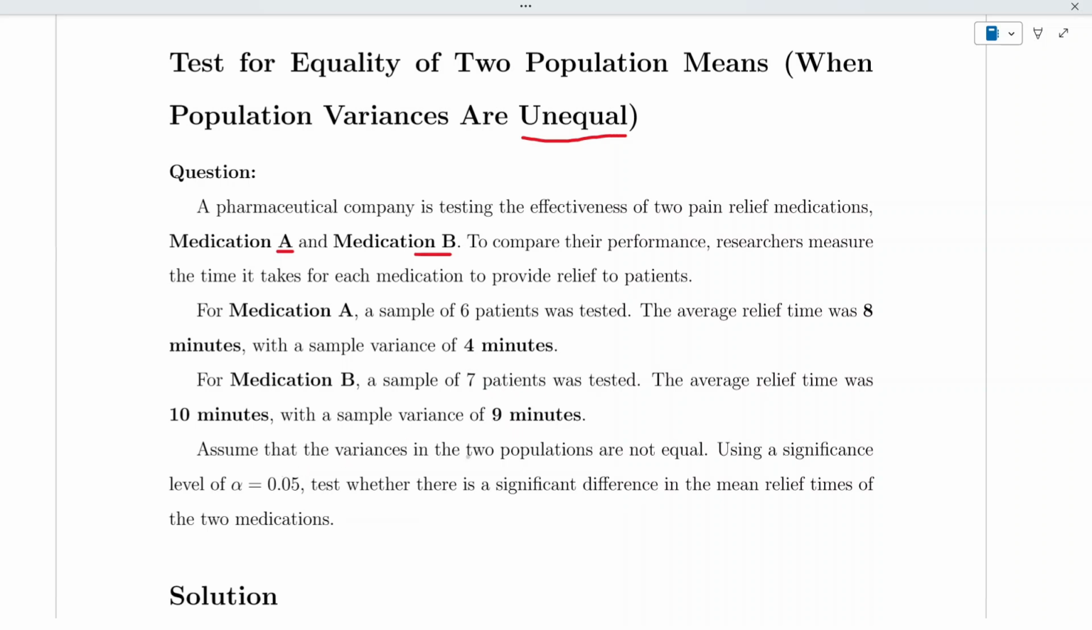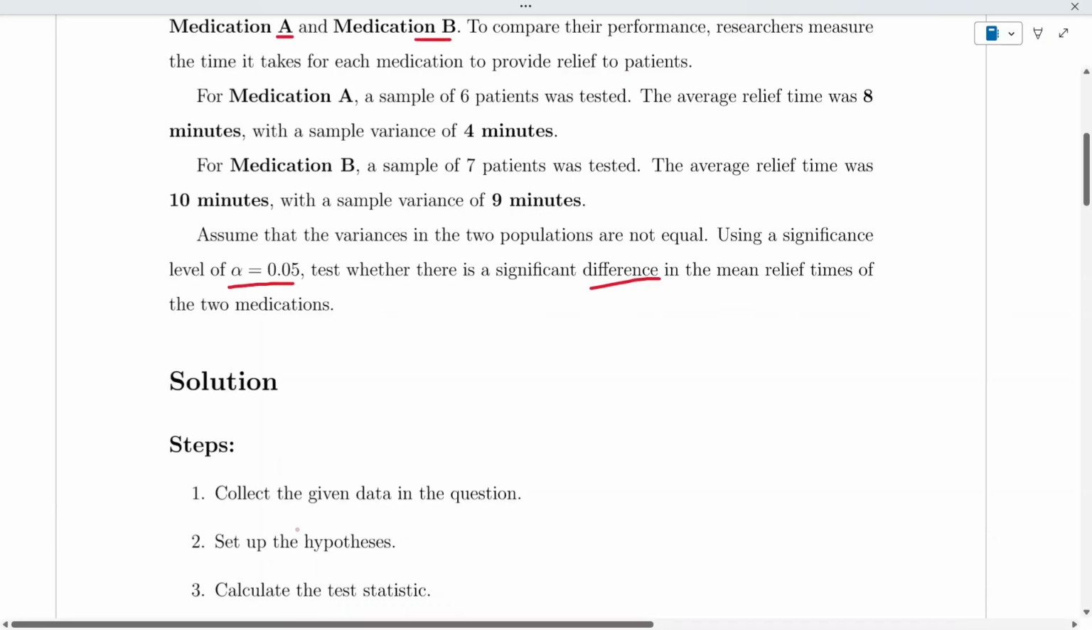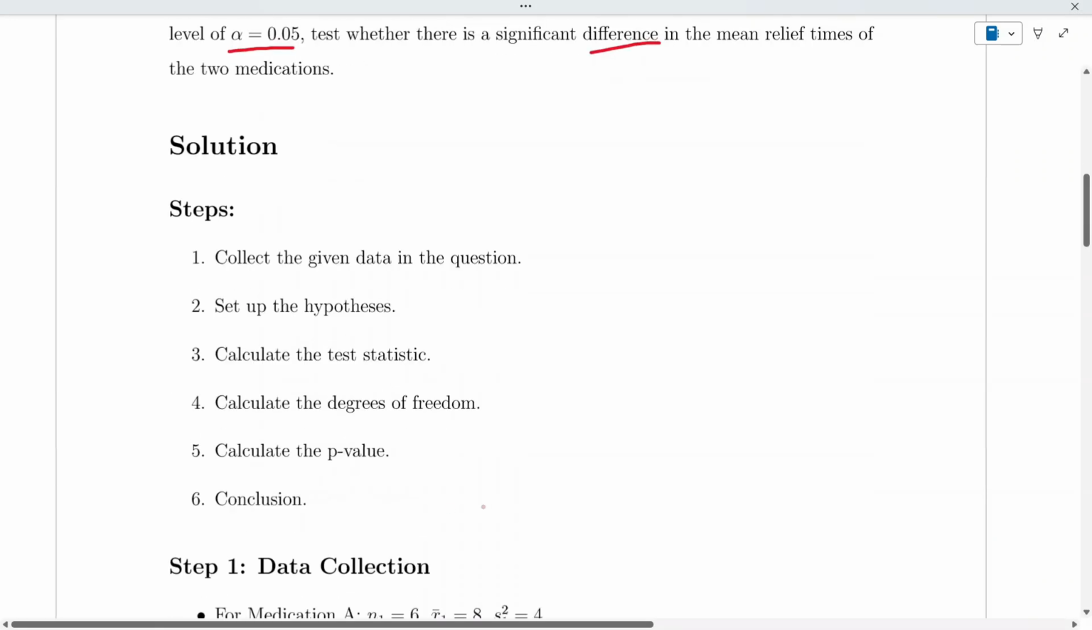Assume that the variances in the two populations are not equal. At a significance level of 0.05, we are tasked with testing whether there is a significant difference in the mean relief times of the two medications. Let's solve this step by step.